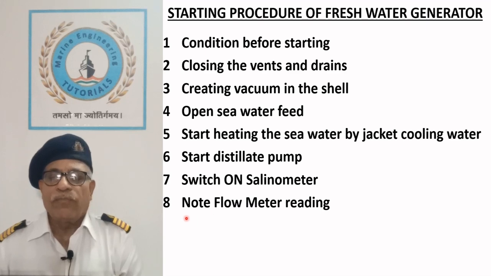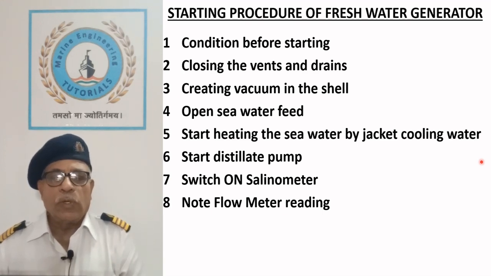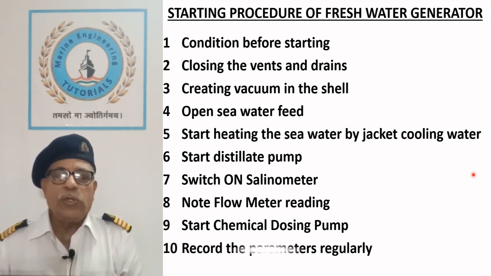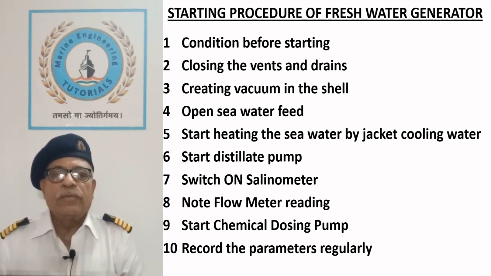Note flow meter reading. Note the initial reading of the flow meter for recording the output. Start chemical dosing pump. When freshwater generator operates normally, start chemical dosing pump. Record the parameters regularly. Record the freshwater generator parameters regularly to closely monitor its performance.